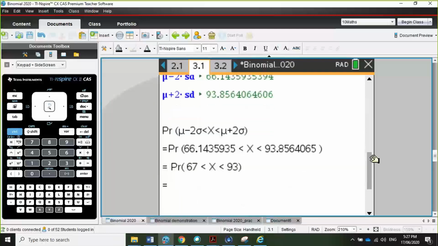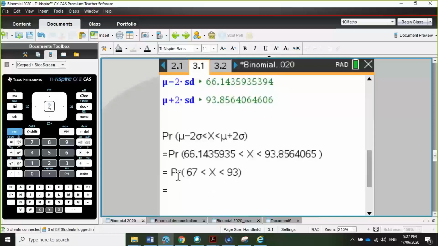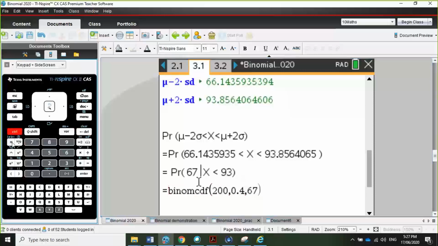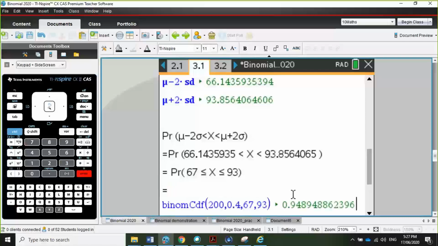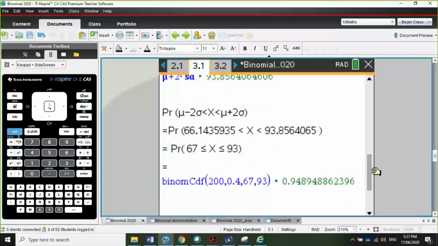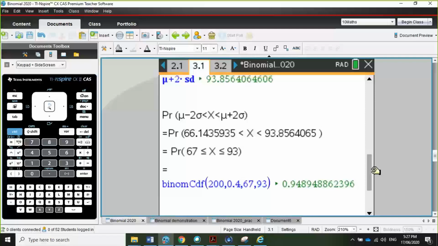So now that we have our numbers worked out, we can work out the probability that X is between 67 and 93. And of course, we would do that with our binomCDF. Then we put in our N value, our probability of success, our lower bound, and our upper bound. Our X value is less than or equal to, there we go, so we're including those endpoints. And we will get this answer here. Oh, quite likely, really. 0.948948, okay, it's quite high.